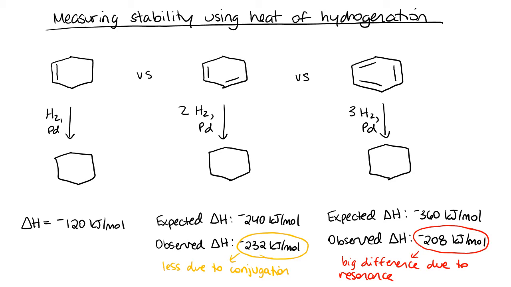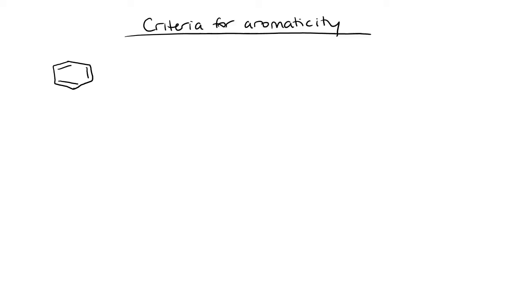And ultimately, this resonance for benzene is known as aromaticity. Now, benzene is an excellent and one of the most common examples of an aromatic compound, but what we're going to see in the next video is it's not the only example of an aromatic compound. But let's go ahead and take a closer look at benzene and see what makes it aromatic.